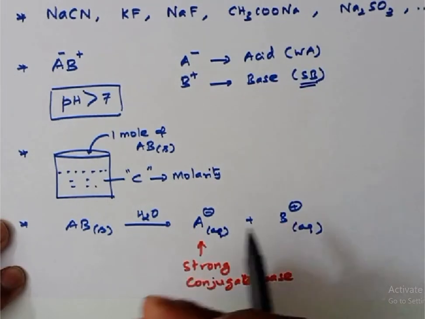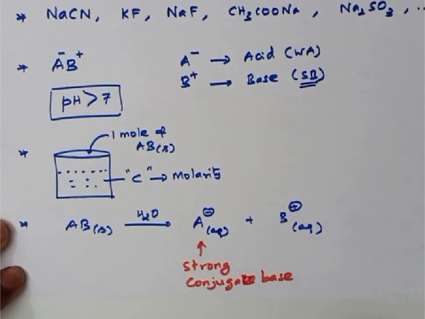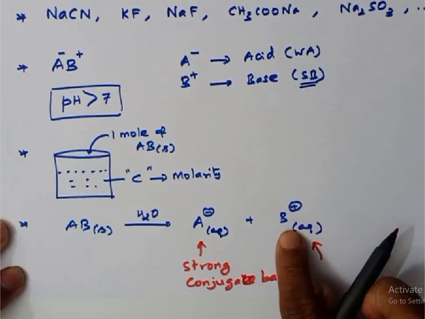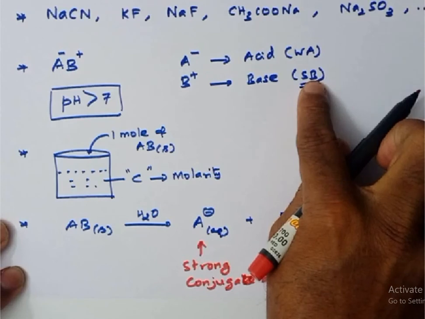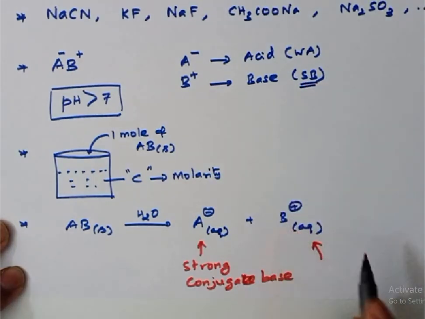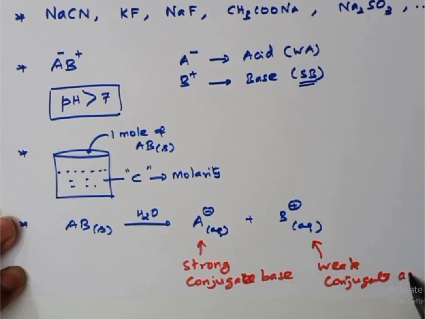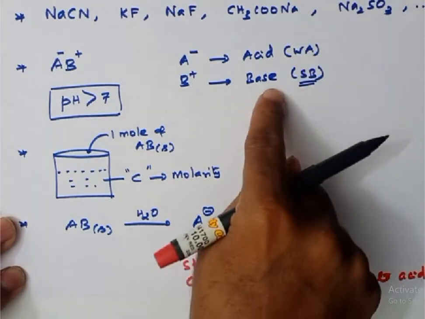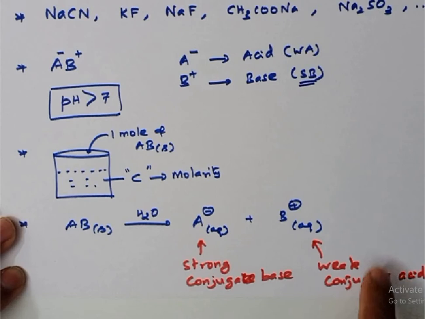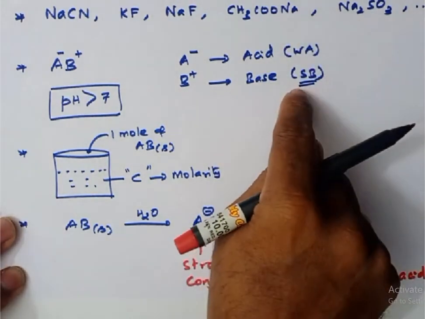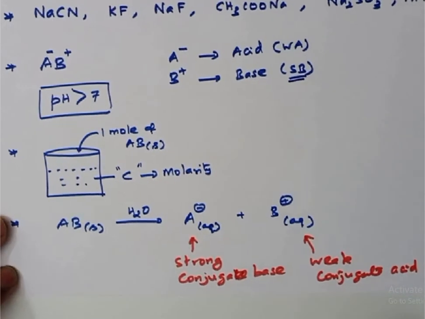Weak acid produces stronger conjugate ions. Similarly, the B plus comes from a strong base. Therefore, the cation must be a weak conjugate acid. Acid will give conjugate base, base will give conjugate acid. Weak acid will produce strong conjugate base, and strong base will produce weak conjugate acid.